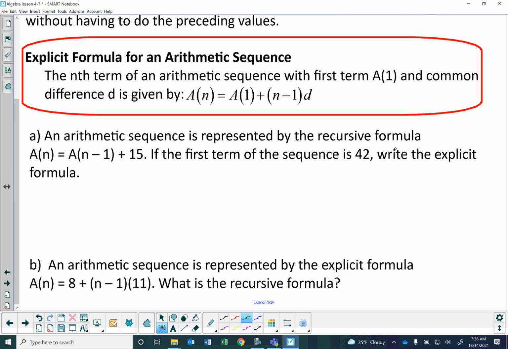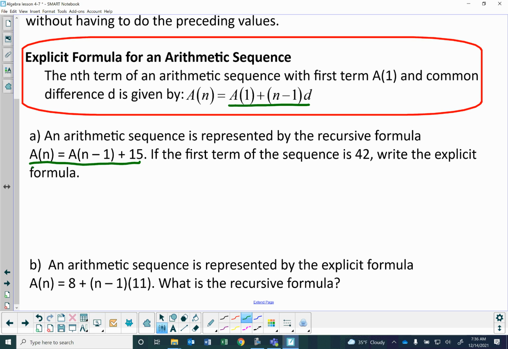An arithmetic sequence is represented by the recursive formula a of n equals a of n minus 1 plus 15. If the first term of the sequence is 42, write the explicit formula. Well, the explicit formula says that if the first term is 42, we're going to follow this formula right up here, because this is a recursive formula. We want the explicit formula.